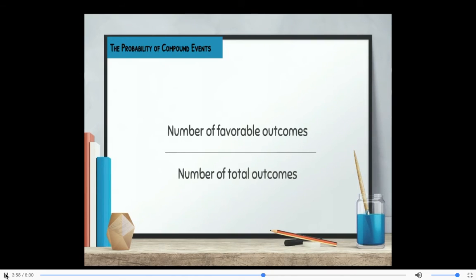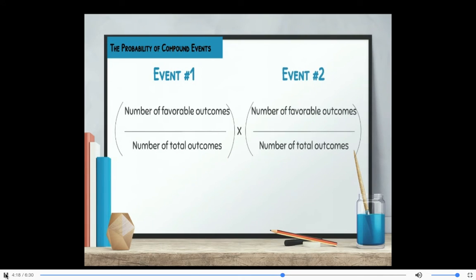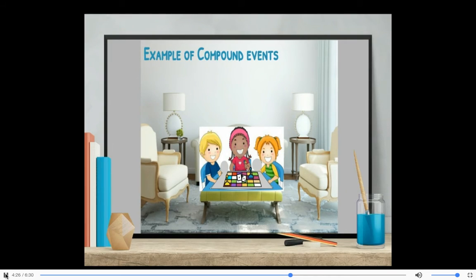It's like this. Take the probability of one event and multiply it by the probability of a second event. So we have event 1, and we have the number of favorable outcomes over the number of total outcomes, and then we're going to multiply it by event 2. Alright, let's look at the example. So here's an example.